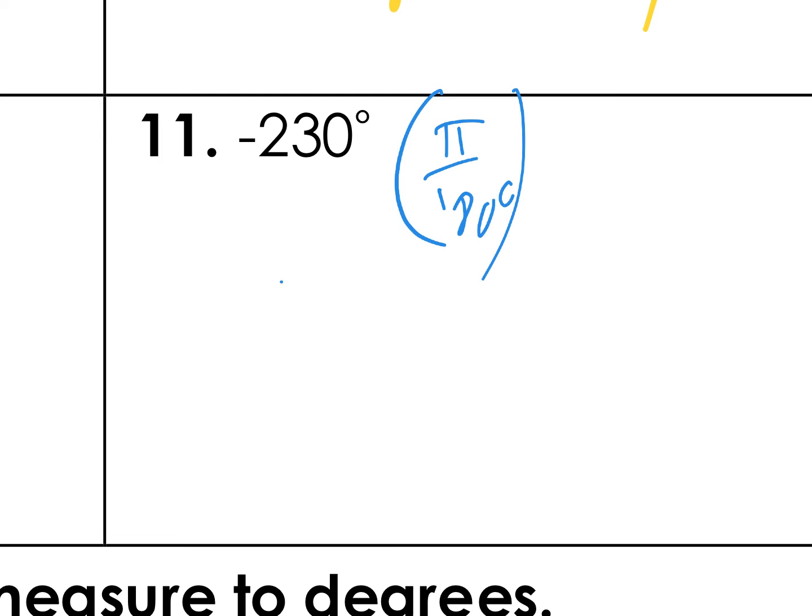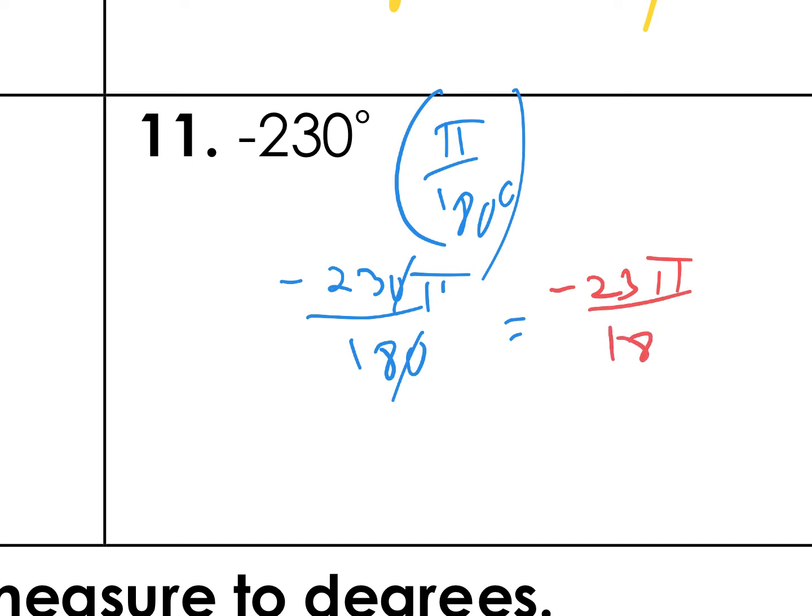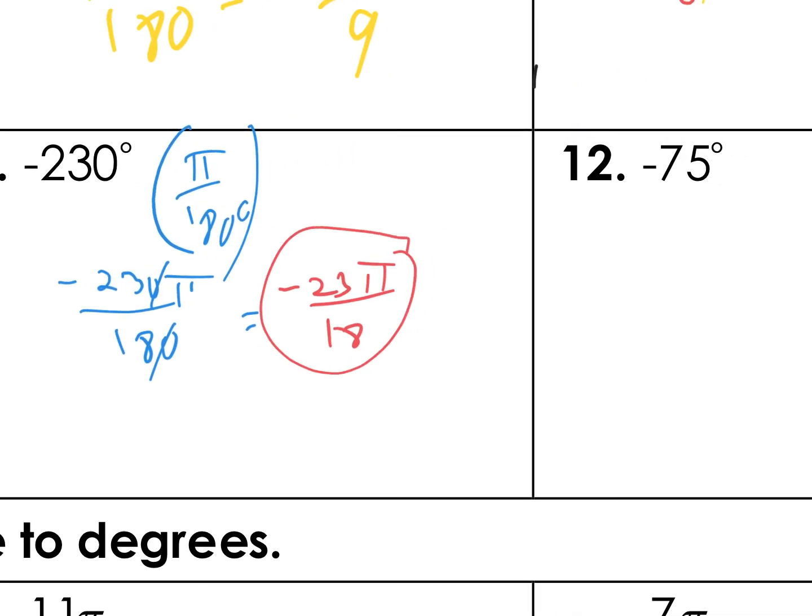Yeah. Negative 230 pi divided by 180 reduces to what? I know the zeros cancel. I've been trying to find a number that goes into 18 and 23. Maybe there is no other number. Maybe 23 is prime. Negative 23 pi over 18. Nobody said it was always going to be pretty.